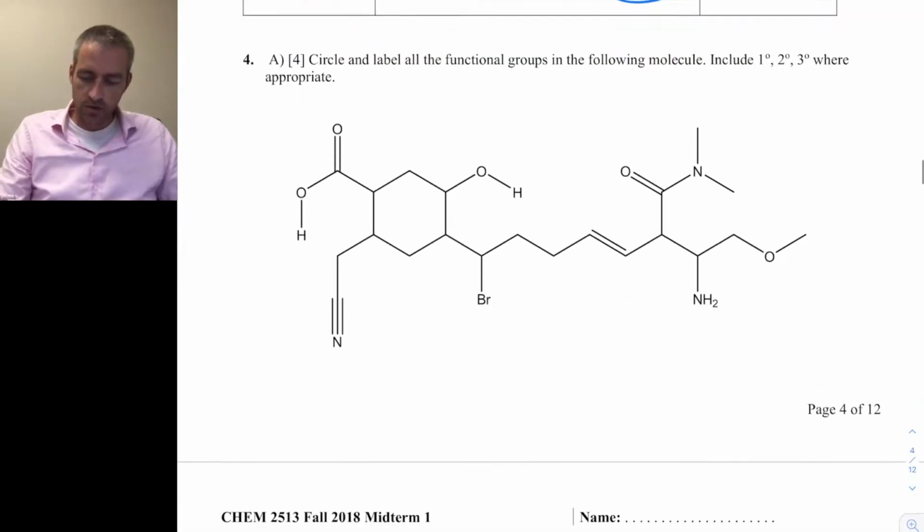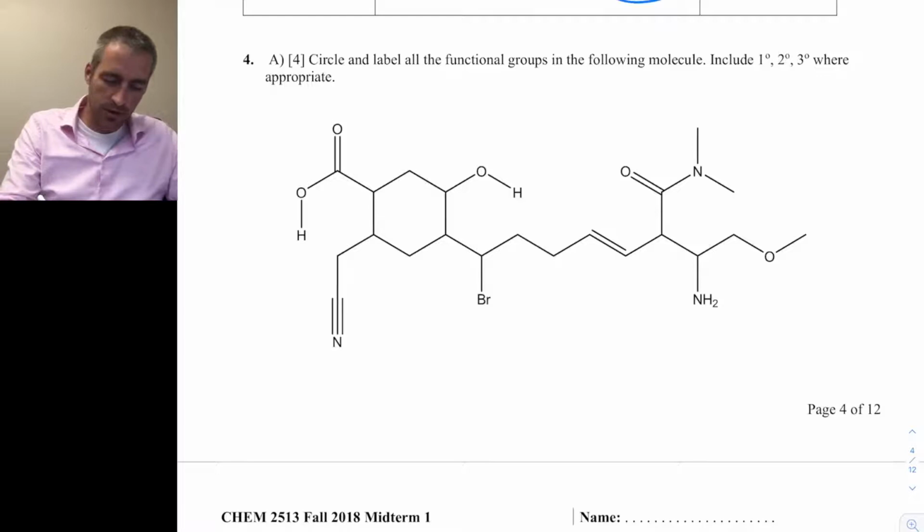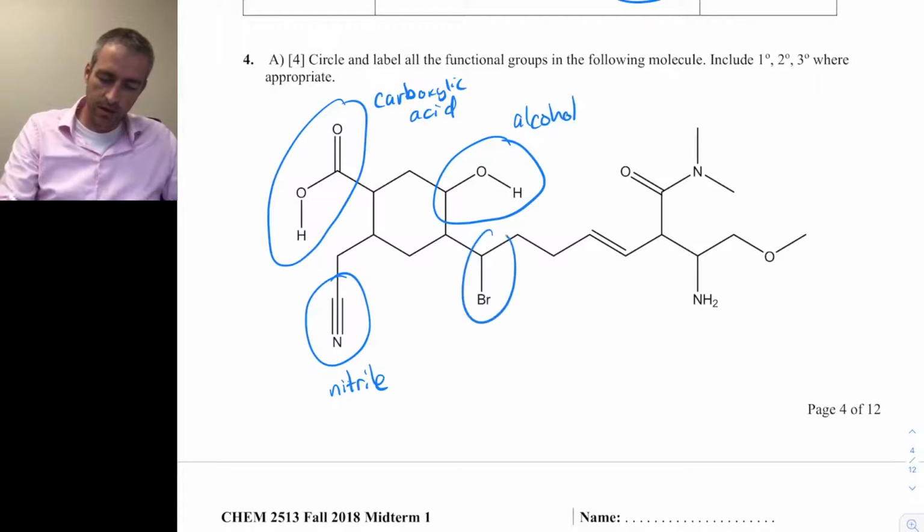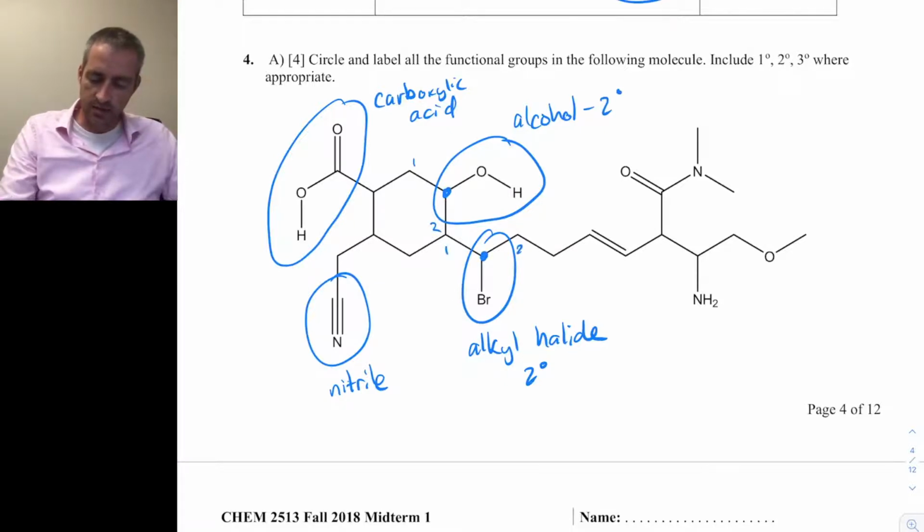Circle and label all the functional groups in the following molecule, primary, secondary, tertiary where appropriate. Here we have a carboxylic acid. Here we have a CN, which is a nitrile. Here we have an alcohol. Here we have an alkyl halide. This is secondary, by the way. So is the alcohol, because the carbon that has the OH has 2 carbons attached to it. The bromine with the carbon has 2 carbons attached. It's secondary as well.